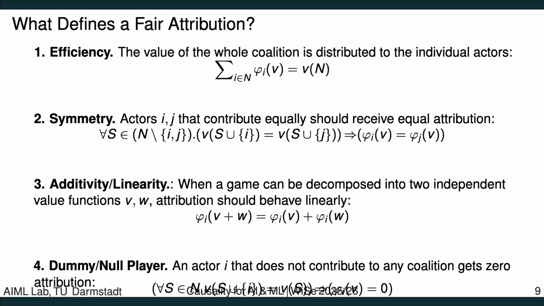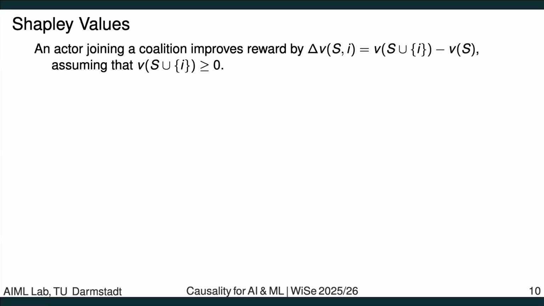And finally, oh, that went off the slide, but we have a dummy or null player, which basically tells us that if it doesn't matter whether my player is there or not, so I have a value function of a coalition with and without the player giving the same value, then I don't assign any reward to that player.